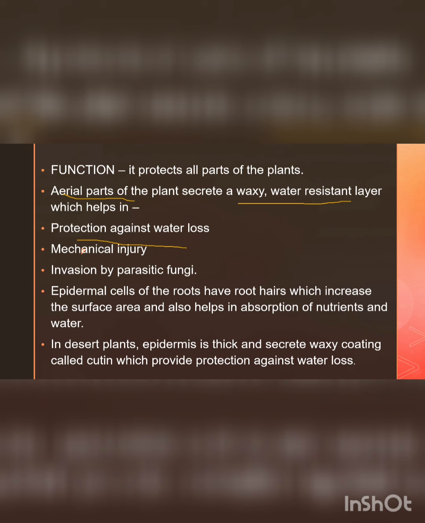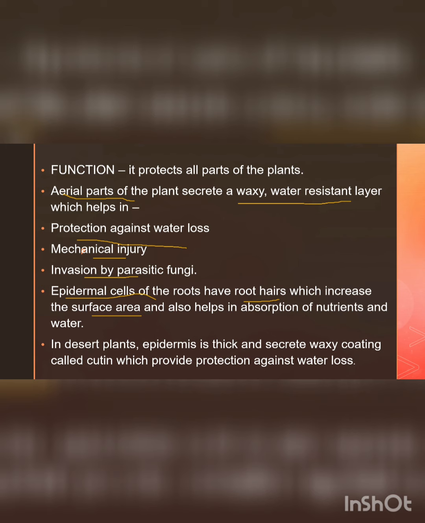Okay, next is mechanical injury. If some injury occurs, then all the healing will take place by your epidermis. Next, invasion by parasitic fungi. Whatever pathogen is present in the atmosphere should not enter into the plant, because once it enters, it will spoil the plant completely. So that waxy coating will restrict the entry of the fungus inside the plant. Next, your epidermal cells will contain root hairs which will help in increasing the surface area, and especially this occurs in your roots.